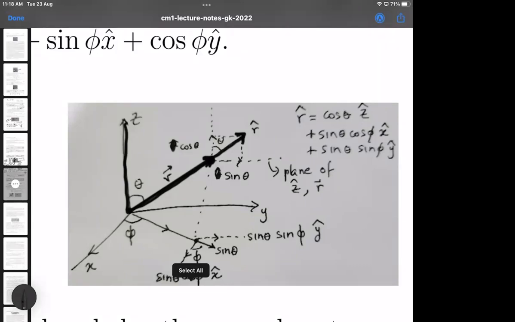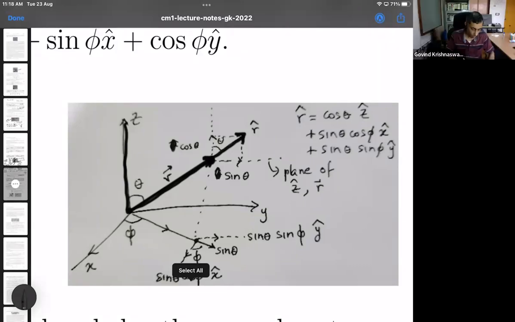Can you please repeat again? Sure. What is the meaning of the coefficient of z hat here? It is simply the projection of r hat on the z axis. That is all it is.